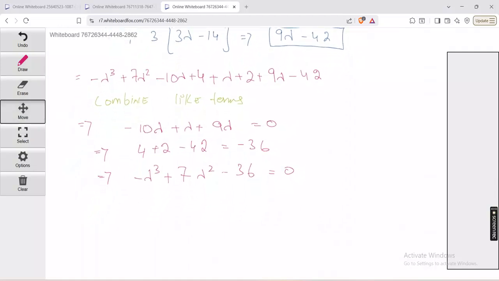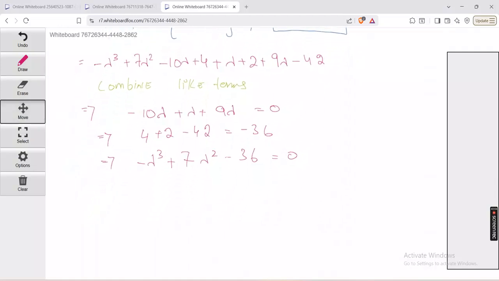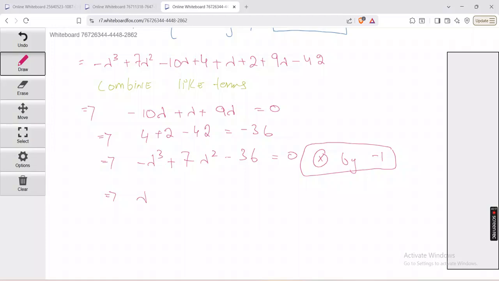Now we have to remove this minus, so we multiply by -1. So this will become lambda cube minus 7 lambda square plus 36 is equal to 0. Now you got this equation here.